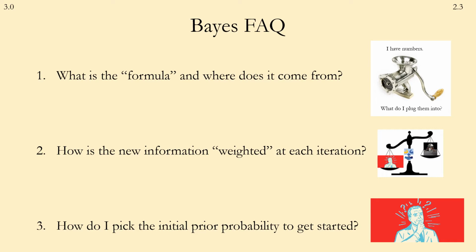And then we're going to move on to part 3, and we're going to address the question of how the new information gets weighted. We've talked an awful lot about weighting the new information, and we're going to flesh that out at the beginning of part 3. And then we're going to finish with something that troubles a lot of people. How do you figure out what that prior probability is to get started? And that turns out to be a lot less troubling than it first appears.